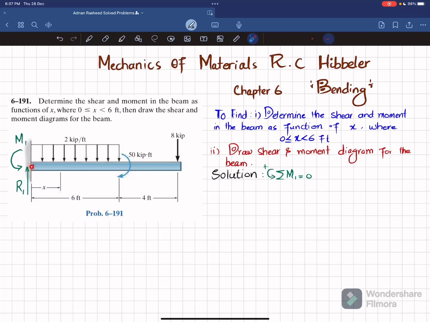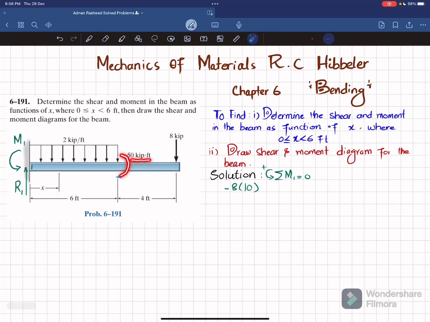About this point 1, one moment will be due to this 8 kips load, and the perpendicular distance is this 10 feet. And this is producing a clockwise moment, so it will be negative. So I will write minus 8 into 10. The second moment is this one, which is 50 kip-feet, and this is again clockwise, so it will also be negative.